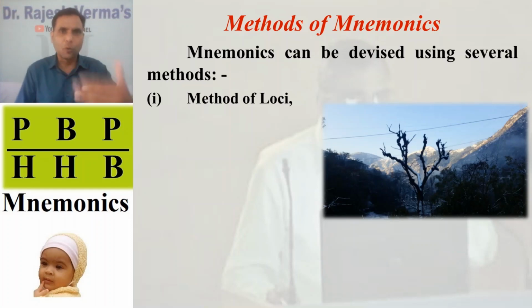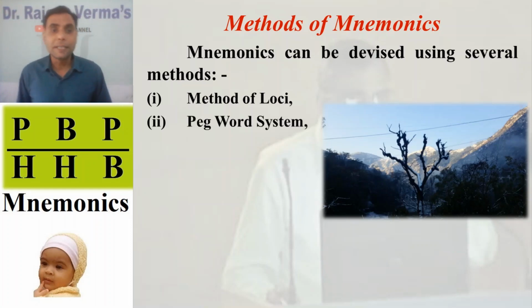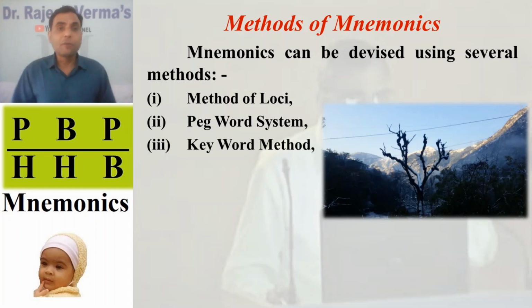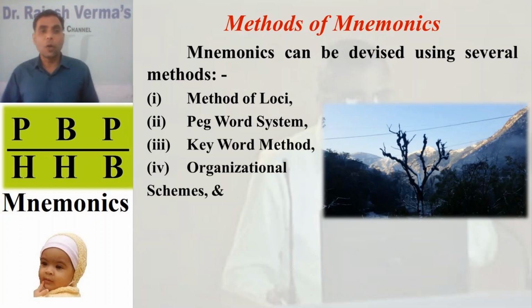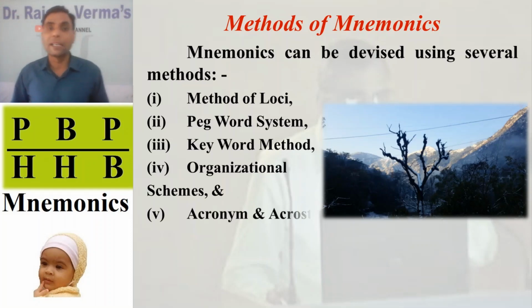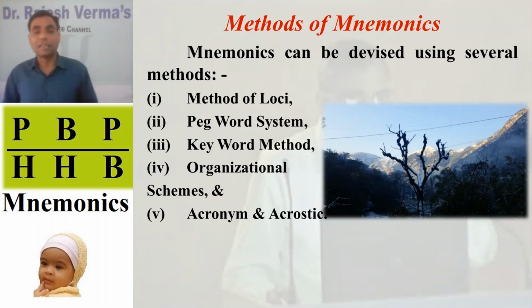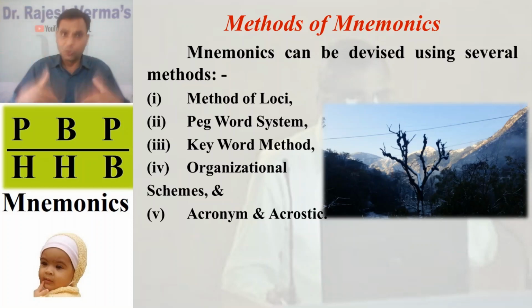So first, let us know what the methods are. The second method is the peg word system. The third one is the keyword method, the fourth one is organizational schemes, and the fifth method is the acronym and the acrostics. So dear friends, these are the 5 methods we'll be discussing. Using these methods we can devise various mnemonics.